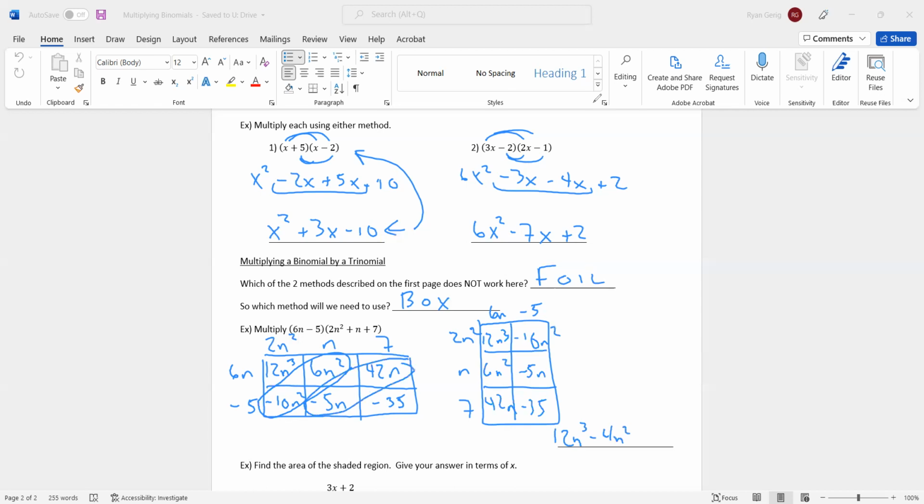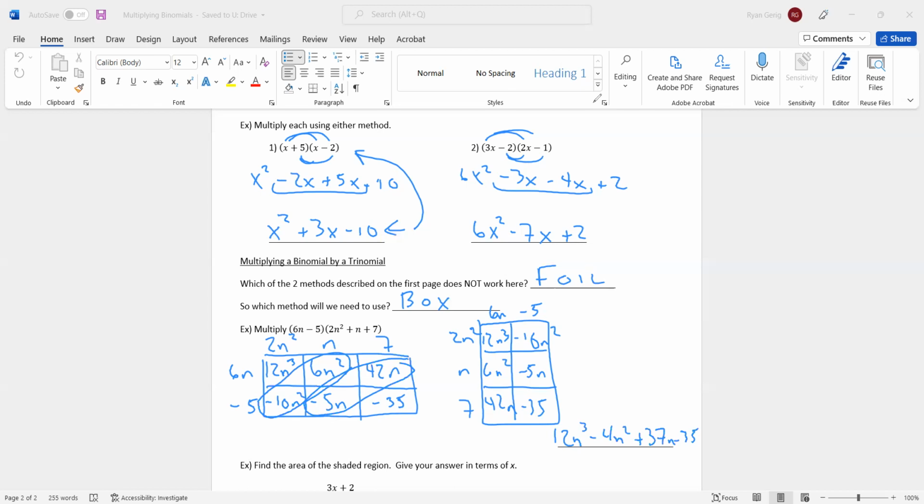42n and -5n. That's 42 plus -5. That's +37n. And there's no other constant, so it's just -35. Okay, and there's your answer. Notice it's 4 terms. It's very common with a binomial times a trinomial, but there you go.